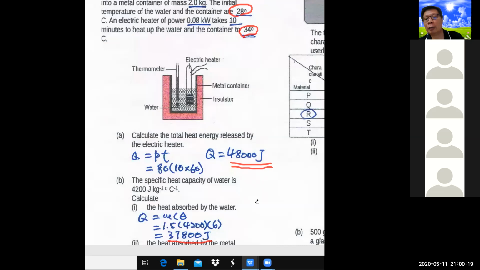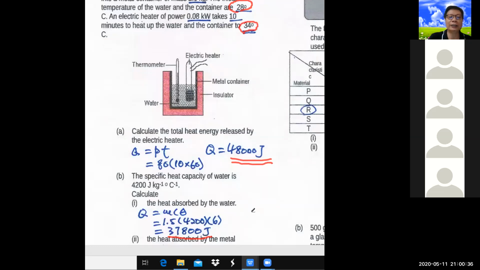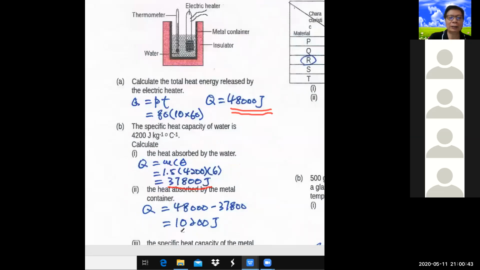Where does the remaining heat go? Go to the metal container. Yes, correct. Go to the metal container. The metal container absorbs the remaining heat, right? So you just minus, right? Take the total heat minus the one absorbed by water, so you get this. So this will go to the metal container, okay? This one is the heat absorbed by water, and this one is the heat absorbed by the container, right? Okay.